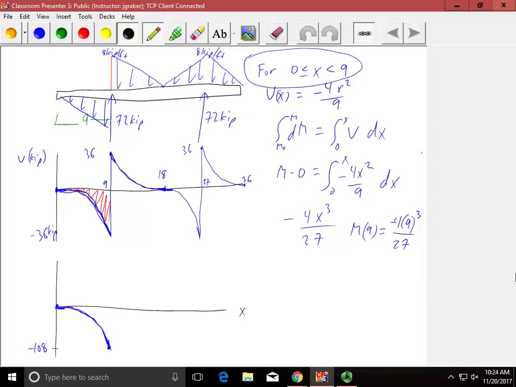Questions about what I did there? Okay, we're going to just store this up here. We're going to say that for that, shear is equal to negative 4x squared over 9, and moment is equal to negative 4x cubed over 27. So we have those two for between 0 and 9.